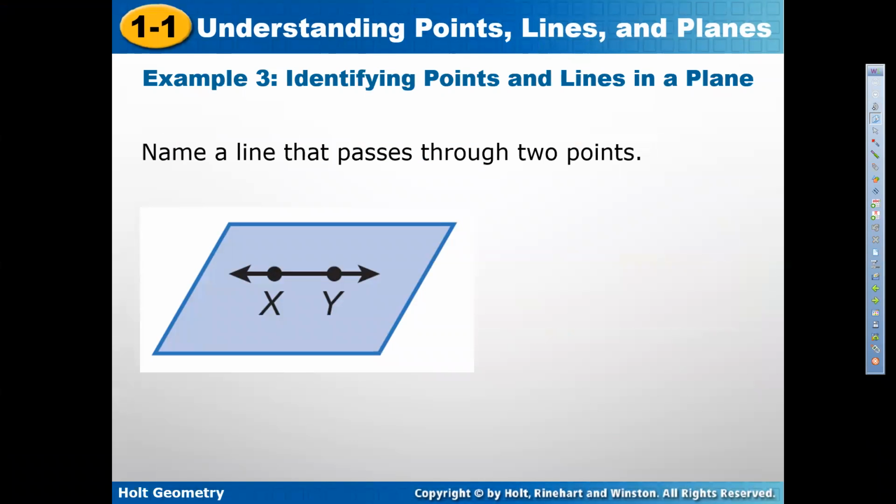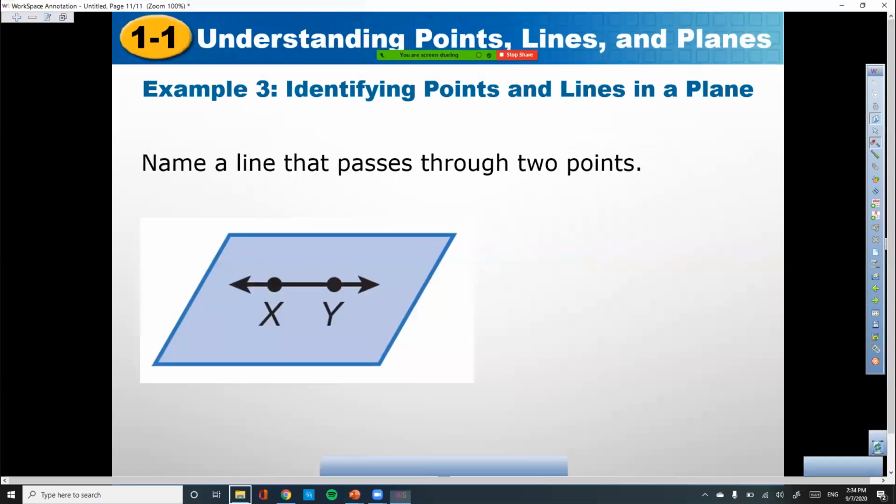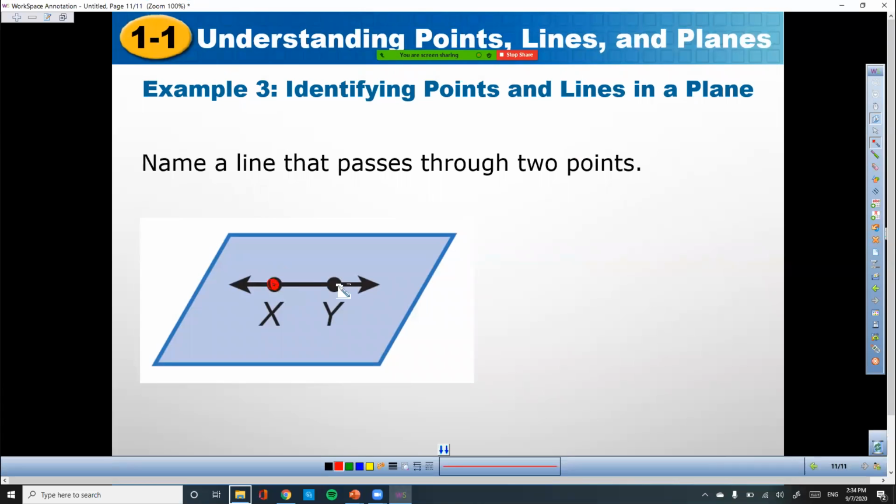All right, so let's see. It says name a line that passes through 2 points. So right here on my plane, I have these 2 points, this point and this point, and they want me to name a line that goes through those points.